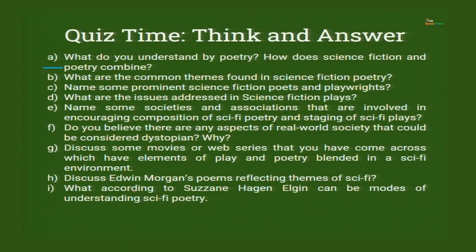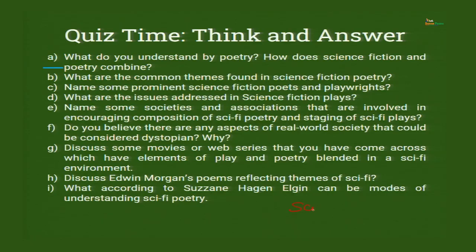Lastly, this question we have: what according to Suzette Haden Elgin can be modes of understanding science fiction poetry? In the very preliminary slides, you will see that we have already discussed this concept, that it must have a scientific background, a sci-fi background, which roughly means that the realities expressed will be different from the realities we are having. So alternate realities are a very important part, and also the scientific background is there. And finally, there will be some element of estrangement. We will not be able to connect with those elements.